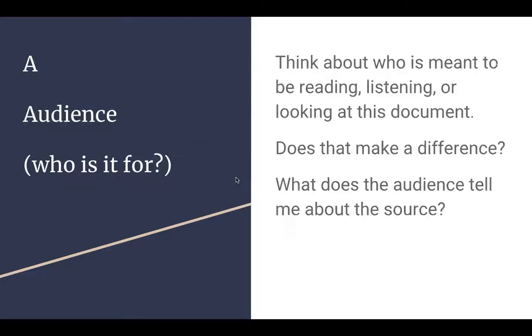So that's H. Then A, the audience. Think about who the intended audience is for the document. Who's meant to be reading it? Who's meant to be listening to it? Does that affect what the language of the document is?